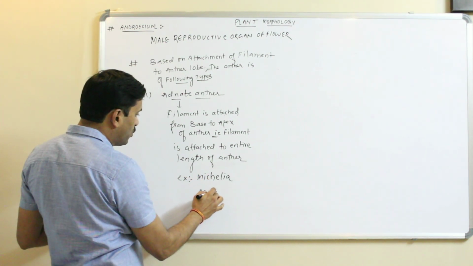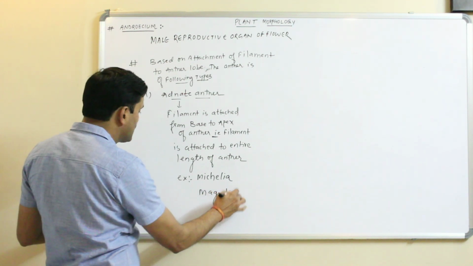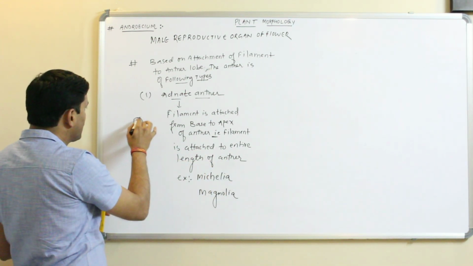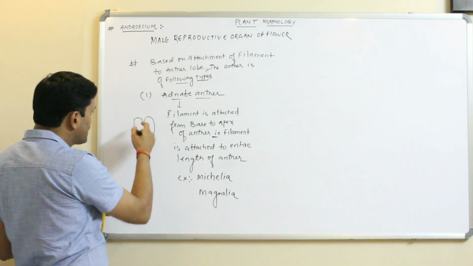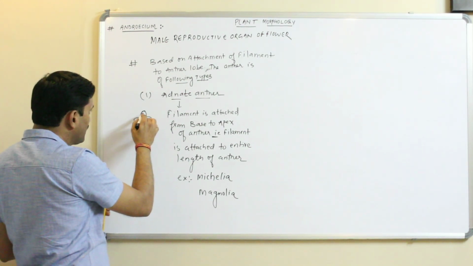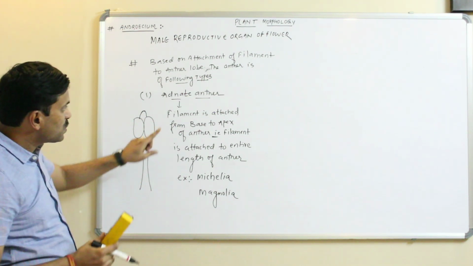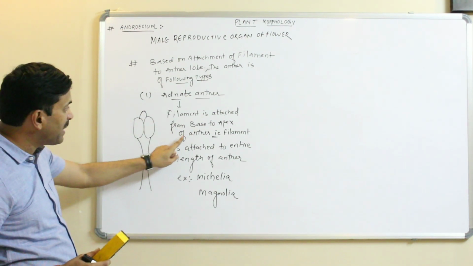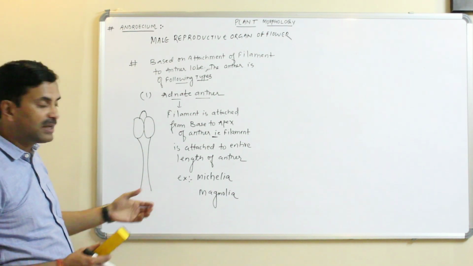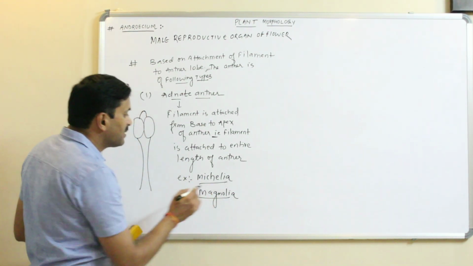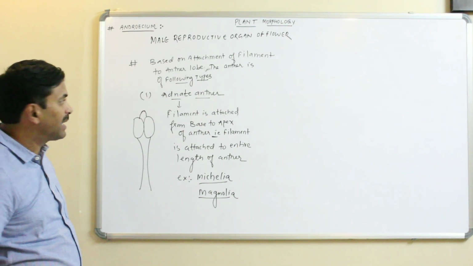and Magnolia. You can see it represented by this diagram. It is not only attached to the base, it is also attached to the apex. So the filament is attached from the base to the apex of the anther, that is, to the entire length of the anther. The best examples are Michelia and Magnolia.